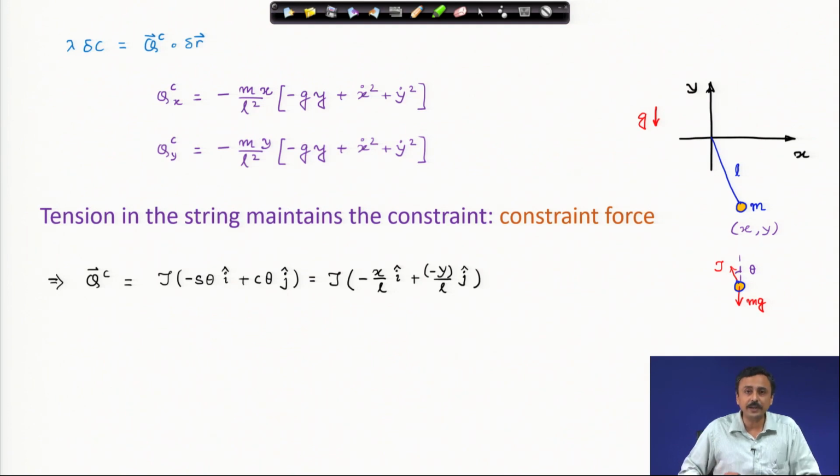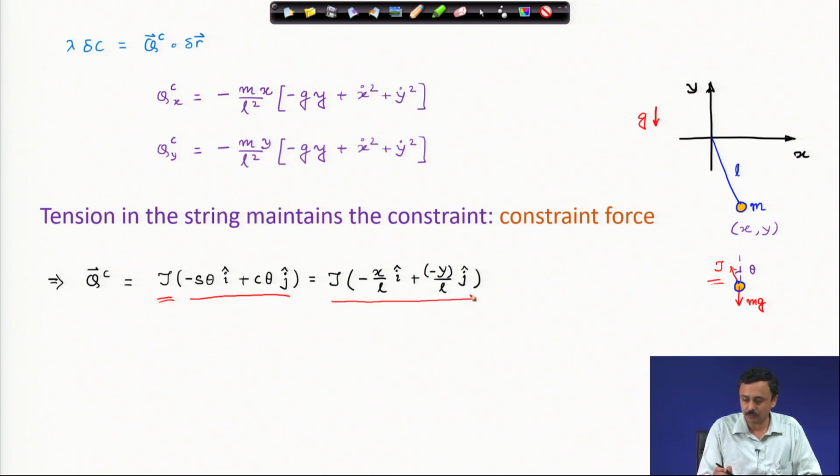Now, I should be able to find out the tension in the string from these expressions of Q_cx and Q_cy. And how do I do that? I can write the constraint force, whose magnitude is this curly T, times the unit vector in the direction of the string, written in the x-y coordinate system that I have chosen, and the sin theta and cosine theta I write in terms of x, y and L. This is straightforward.